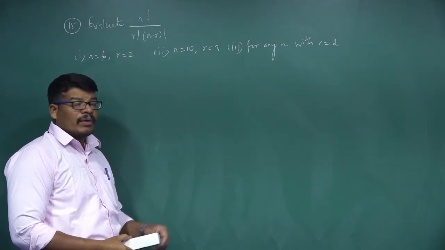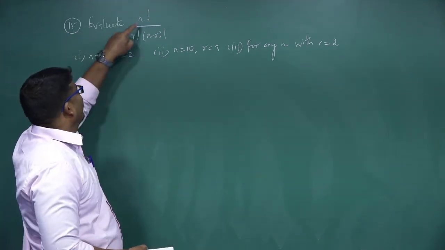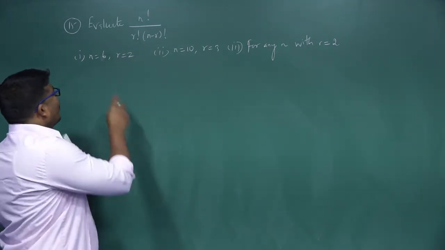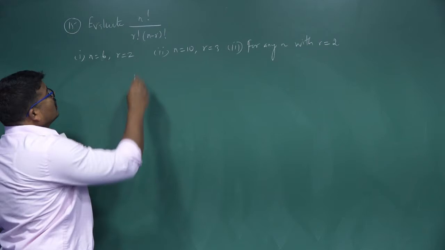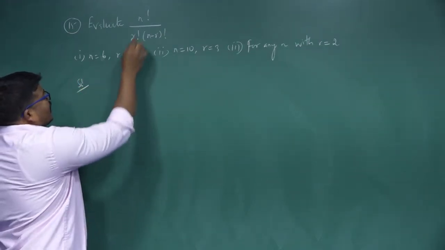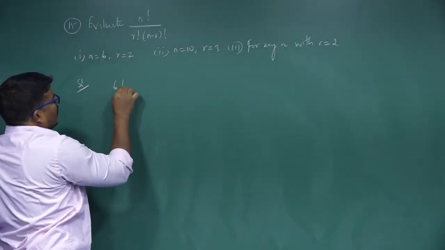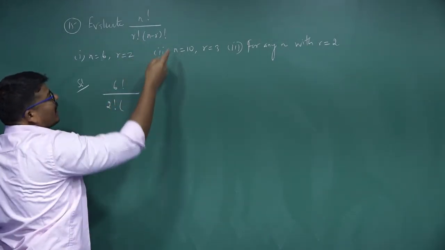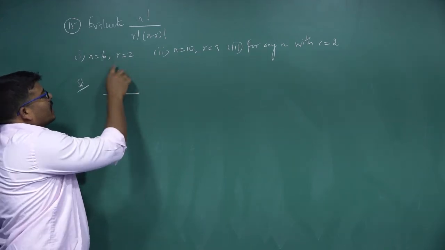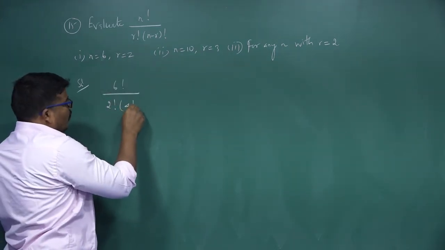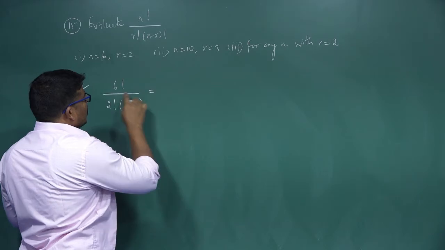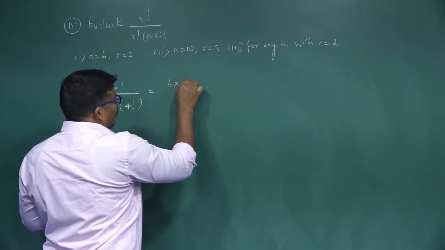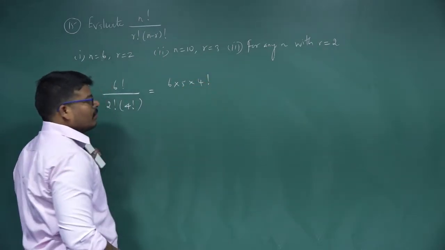Next, exercise 4.1, fifth question. Evaluate n factorial by r factorial into n minus r factorial. The first problem: put the value n equal to 6 and r equal to 2. Substituting, n is 6 factorial by r factorial, where r is 2, into n minus r, which is 6 minus 2, that is 4 factorial. Now write 6 factorial in the reduced form, 6 into 5 into 4 factorial.